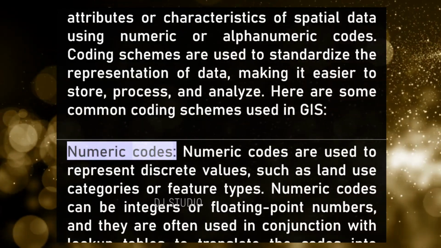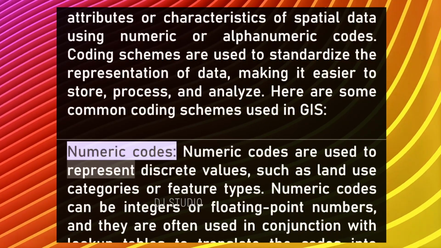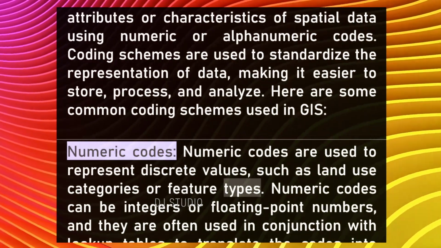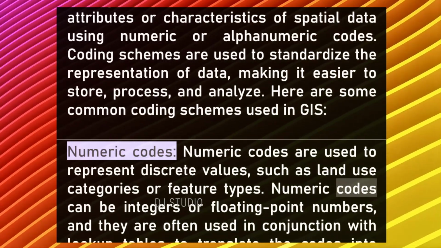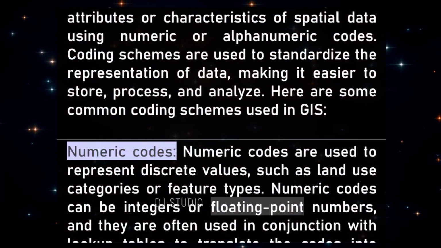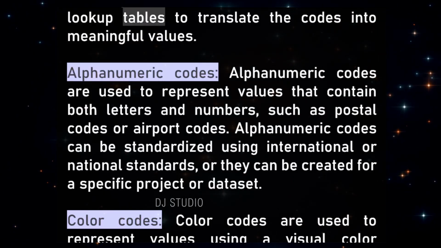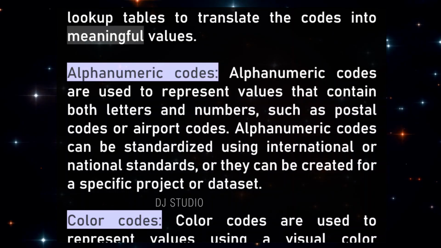Numeric codes. Numeric codes are used to represent discrete values, such as land use categories or feature types. Numeric codes can be integers or floating point numbers, and they are often used in conjunction with lookup tables to translate the codes into meaningful values.